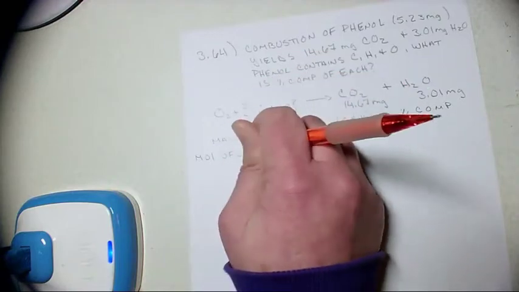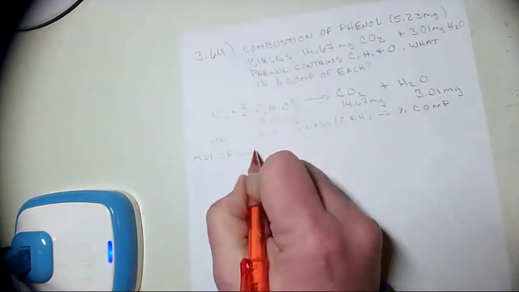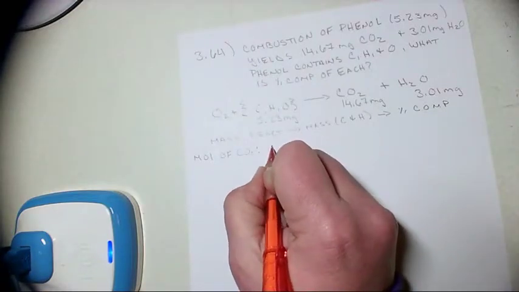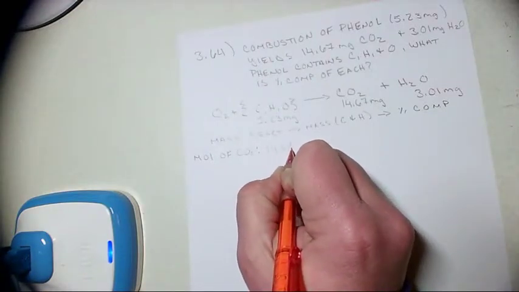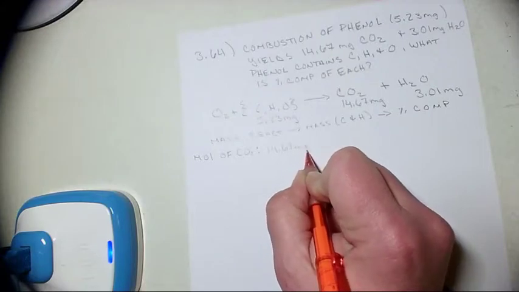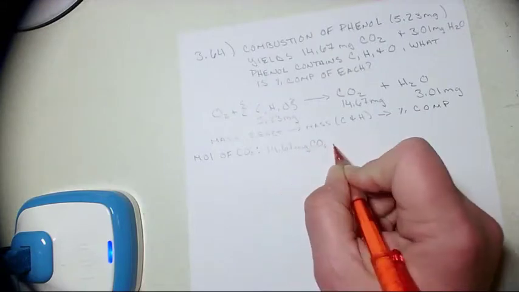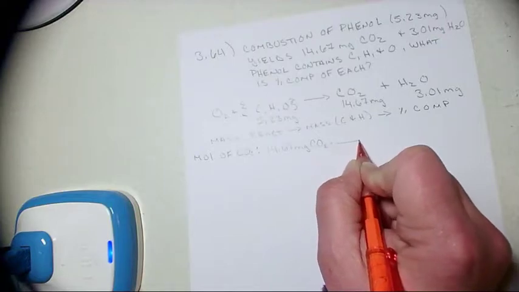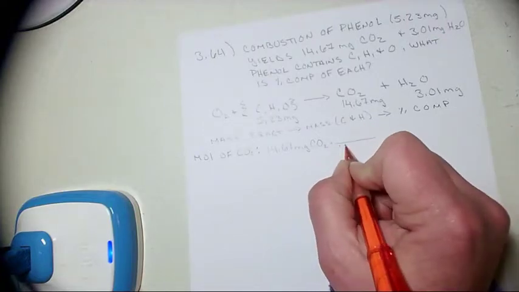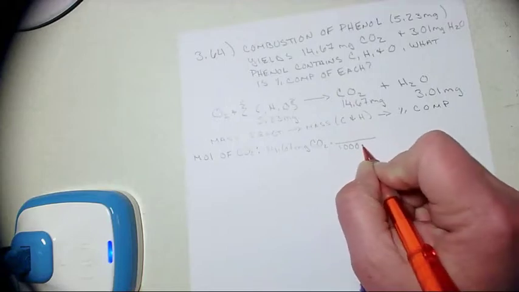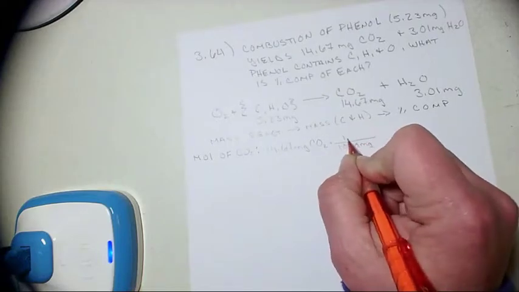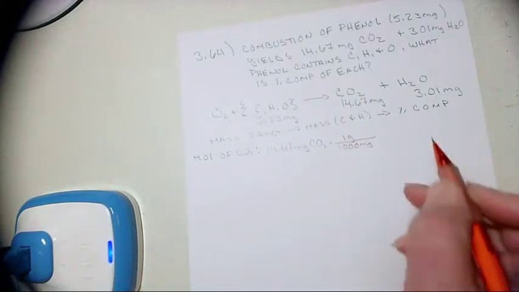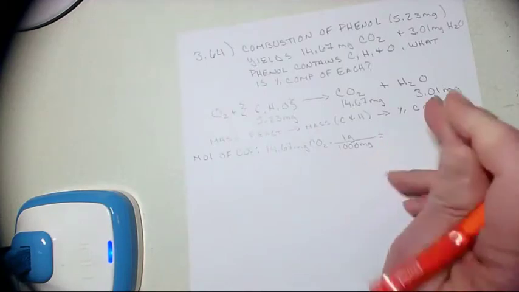Oops, CO2. Not an exponent. So we have a mass of CO2. We have 14.67 milligrams of CO2. I'm going to get that in moles. I'm sorry, in grams. So I'll just do my unit conversion right away. 1,000 milligrams in 1 gram. Oops, not equals.